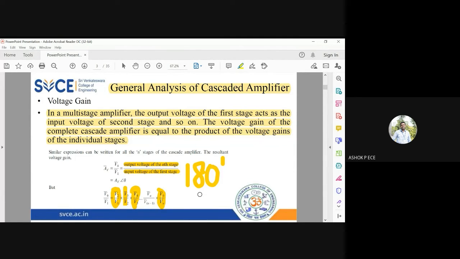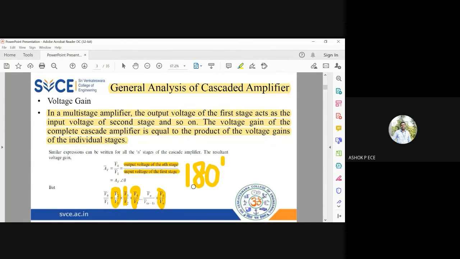This basic logic will be tested wherever, in whatever competitive exams you write. They will say that the gains of three amplifiers in cascade are 100, 200, and 300. What is the overall gain? The first answer will be 600, addition of everything, which is wrong. Actually it is 100 into 200 into 300, so it will be 6 into 10 power 6. That will be the gain of your amplifier.